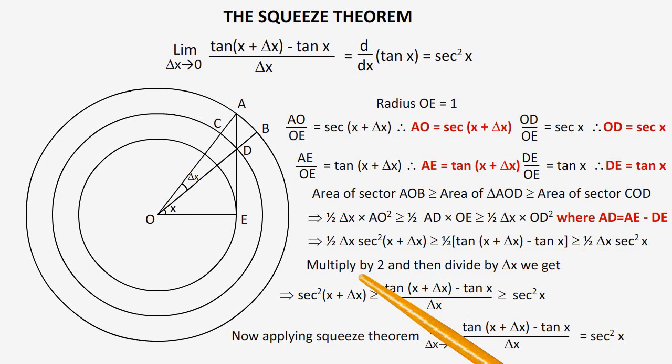Now we multiply the inequality by 2 and then divide it by delta x, and we get sec square(x plus delta x) is greater or equal to [tan(x plus delta x) minus tan x] by delta x, which is greater or equal to sec square x. Now limit of these two functions is equal to sec square x as delta x approaches 0. So we may apply Squeeze theorem and conclude that limit of [tan(x plus delta x) minus tan x] by delta x is equal to sec square x as delta x approaches 0.